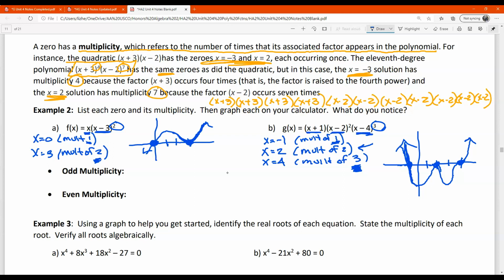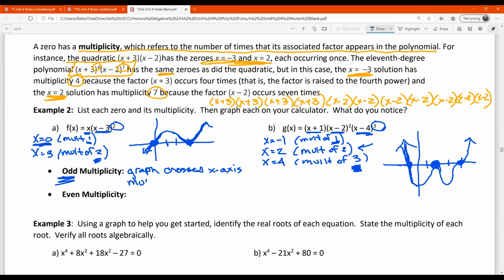This is a 3 multiplicity at 4, and so you do a jag. And at an even multiplicity, you bounce. So let's write that out. Odd multiplicity, the graph crosses the x-axis. It actually crosses it. Like here, when the multiplicity was 1, when x equals 0, we went straight through. For any odd multiplicity, you're going to go through the graph. So you're going to change from -y to +y, or +y to -y. You go through the point.